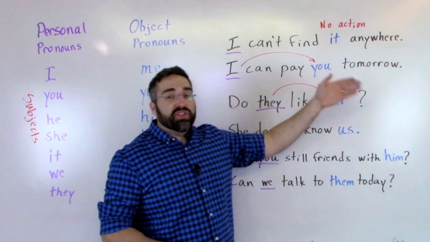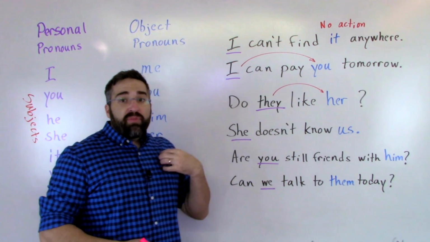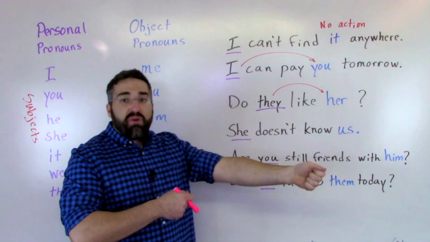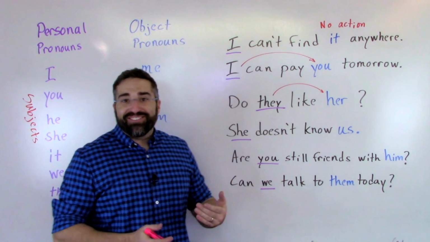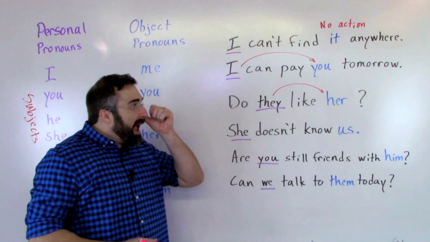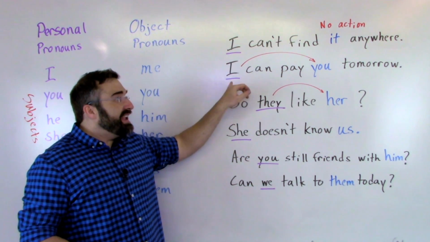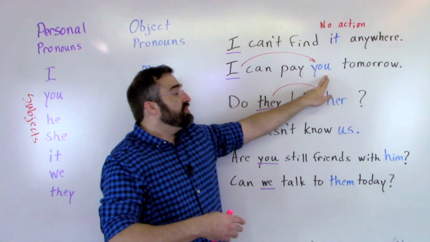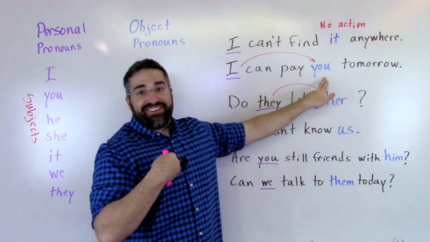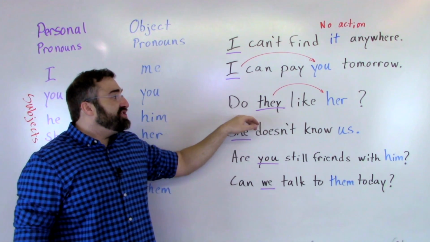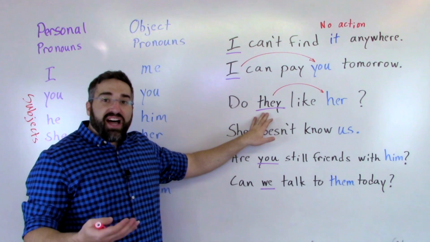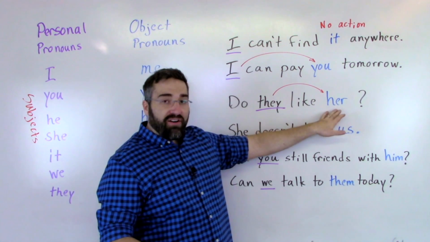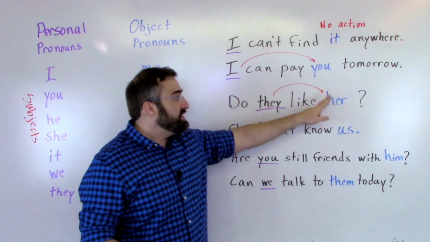I can pay you tomorrow. So I'm the one who gives money to you. Maybe, right? If I get rich, I'll give you guys some. So I give the money. You get the money, right? In that instance. Do they like her? They are the ones who decide if they like her, okay? The action, in this case, goes to her.